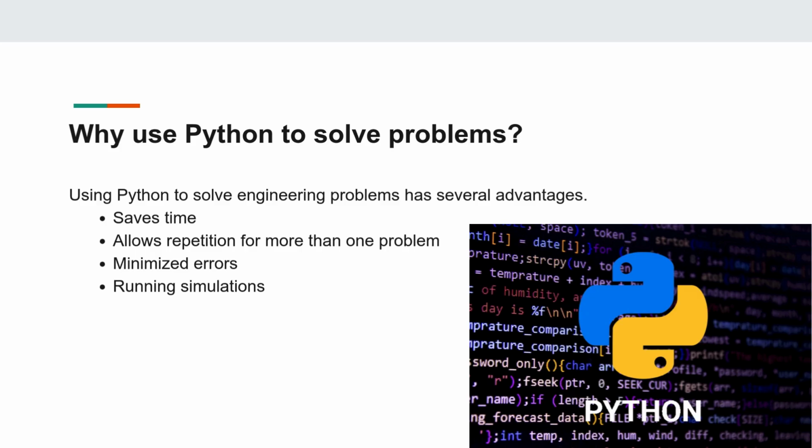So why do we use Python to solve engineering problems? It has several advantages. First is that it saves time. We do not have to analytically write out the solutions to the problems. It allows for repetition if you have changing variables in a problem, and it also reduces errors due to the fact that computers can round far further than we can count. And also for running simulations, again, if you have changing variables.